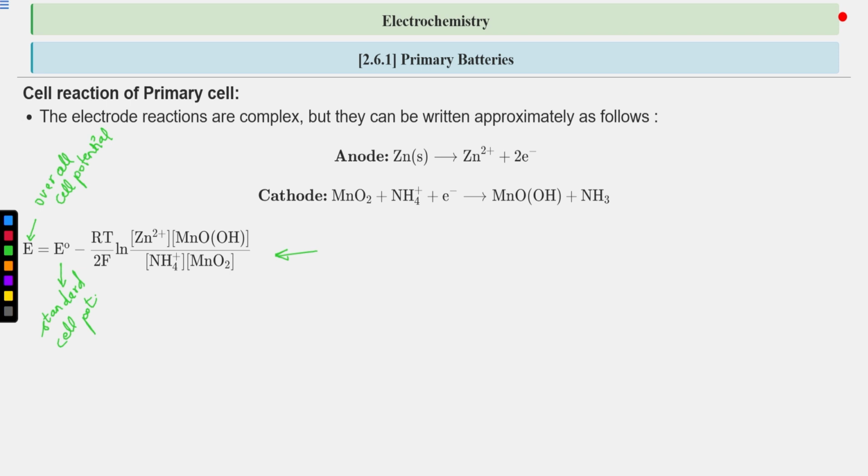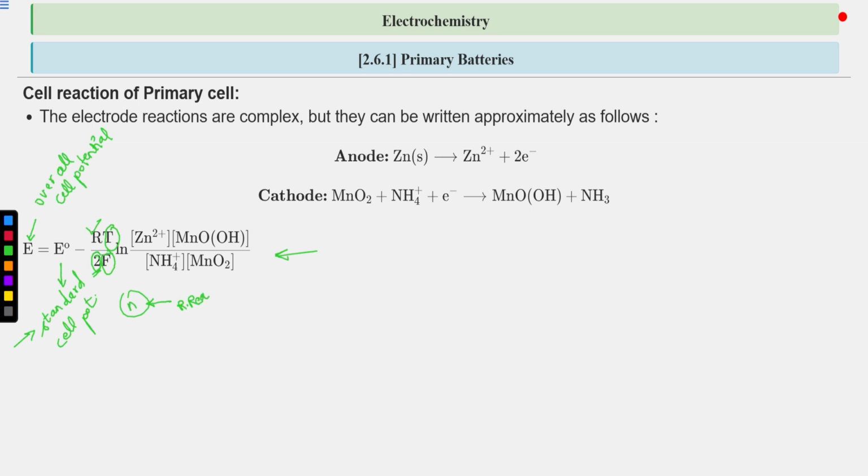Okay, so E is representing the overall cell potential, E naught is representing the standard cell potential, minus RT by F. R is a constant, which is the gas constant. T is the temperature. F is Faraday's constant. Here we have taken 2 because initially we use N. We take N in the denominator in the Nernst equation. N represents the number of electrons involved in our redox reaction.